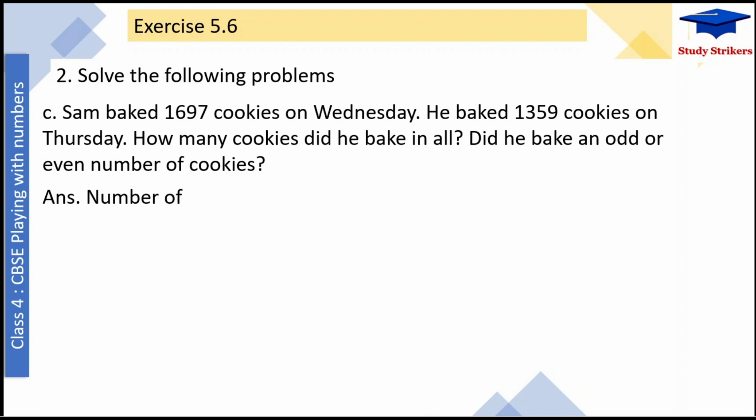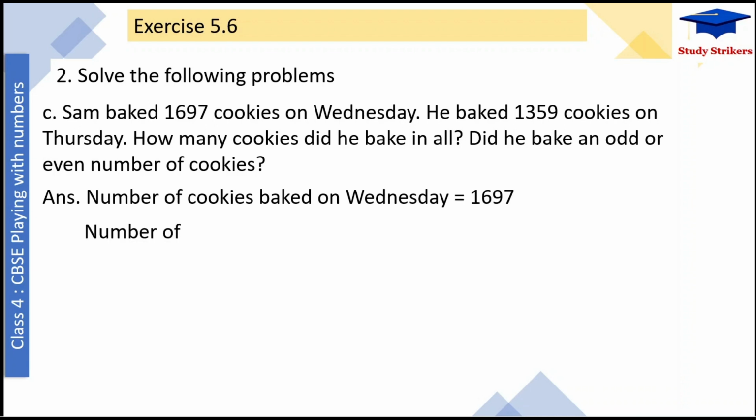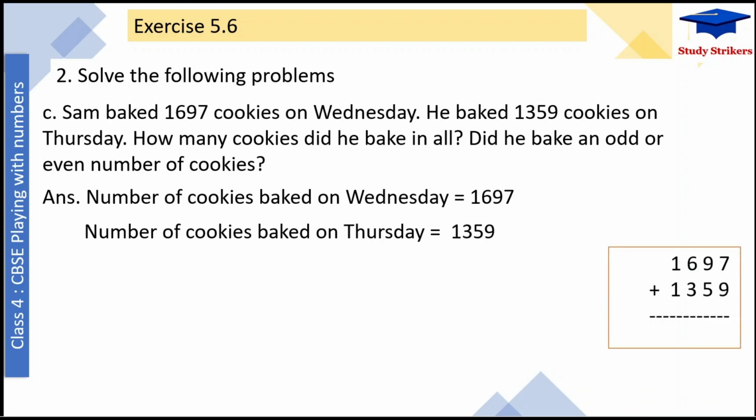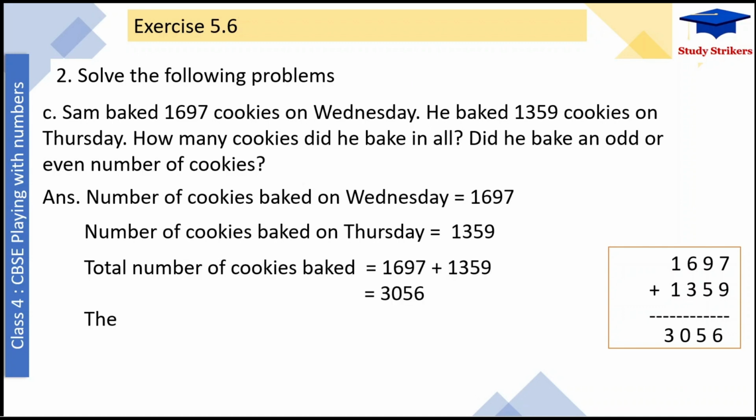So how to write it? Number of cookies baked on Wednesday equals 1697. Number of cookies baked on Thursday equals 1359. Hence the total is 3056. So the total number of cookies baked equals 3056, and it's an even number.